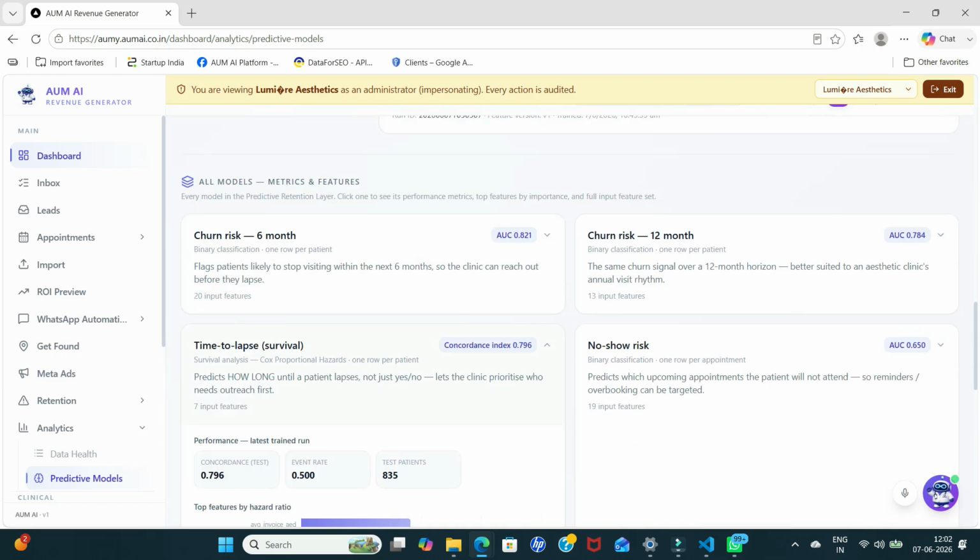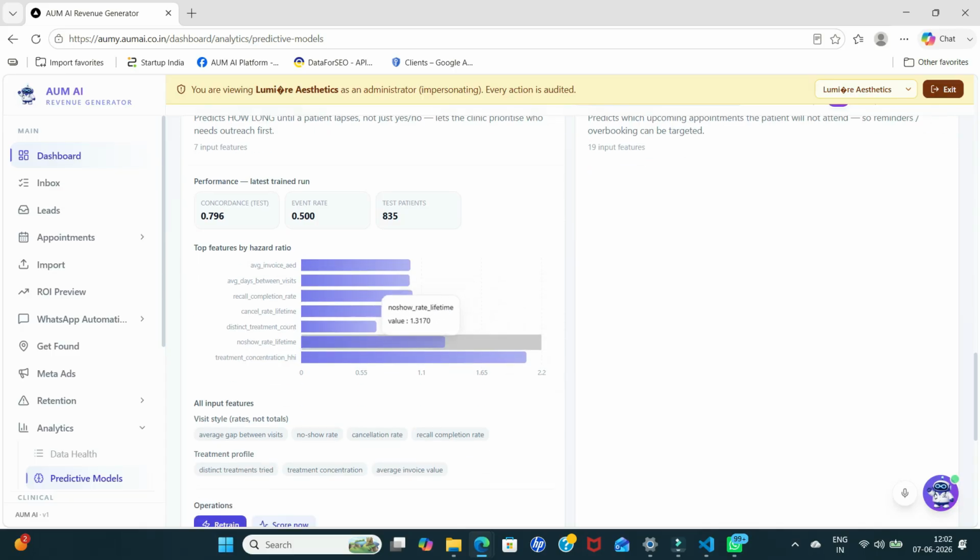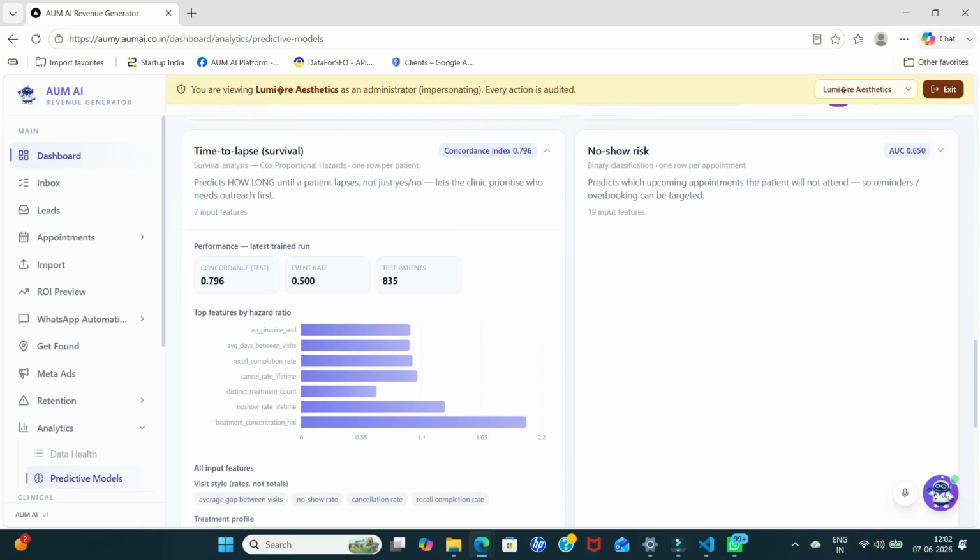Now the survival model, Cox proportional hazards, CoxPH. This is originally from clinical trial analysis. It is built to answer: given a patient is alive today, how long until an event. So we are borrowing it to ask how long until this patient lapses, to know how long before the patient churns. What it outputs is the hazard ratio per feature. A ratio of 1.4 on no-show rate means that for each 1 unit increase in no-show rate, lapse hazard multiplies by 1.4. So they leave 40% faster.